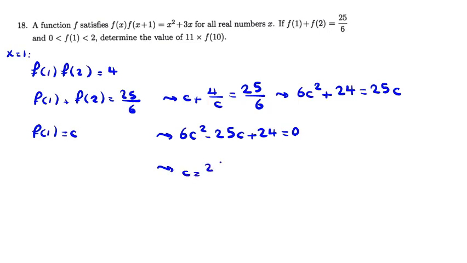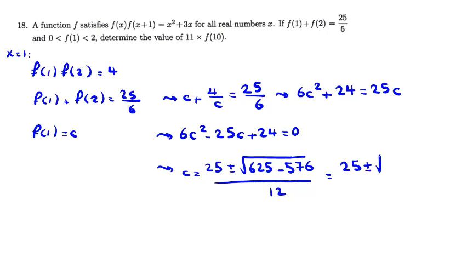Then we conclude c is 25 plus or minus the square root of 625 minus 4ac, which is 4 times 6 times 24, 576, over 2a, which is 12. 24 squared is 576. And it will be 25 plus or minus 7 over 12.